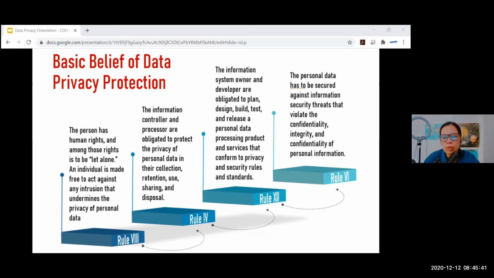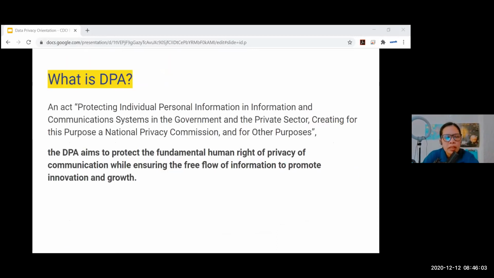So to ensure that there is trust, we will have to ensure that we comply with the law. We take care of their information, whatever we do as PICs and PIPs. Why? Because there is a basic belief of data privacy protection. The DPA law aims to protect the fundamental human right of privacy of communication while ensuring the free flow of information to promote innovation and growth.